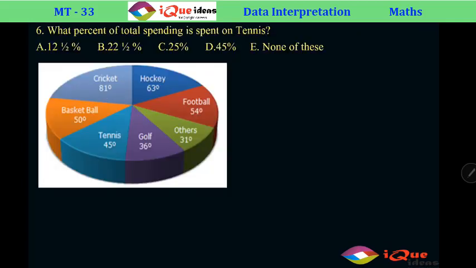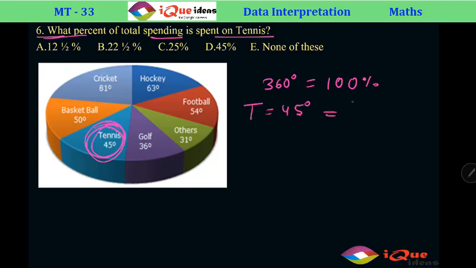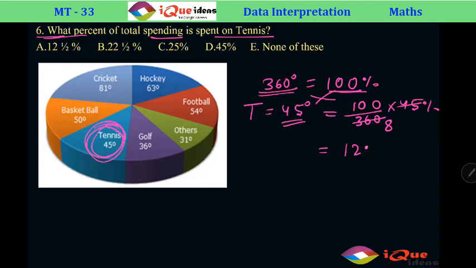So as we discussed conversion into percentages, the first question, that is sixth one: what percent of total spending is spent on tennis? Find tennis. Tennis is this 45 degree, right? So we know that 360 degree is equal to 100%. So 45 degree will be equal to 100 by 360 into 45. This is simple unitary method calculation. If 360 is 100%, then 45 will be how much? Right. Now, if you see 45 cancels 360 8 times, 100 by 8 is 12.5. So straight away 12.5% is the answer.